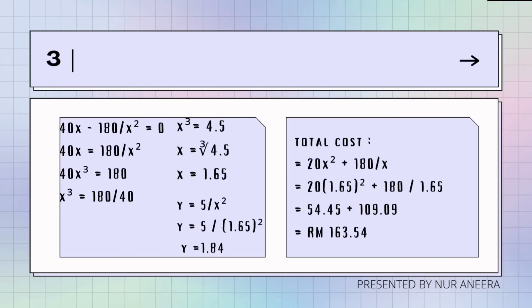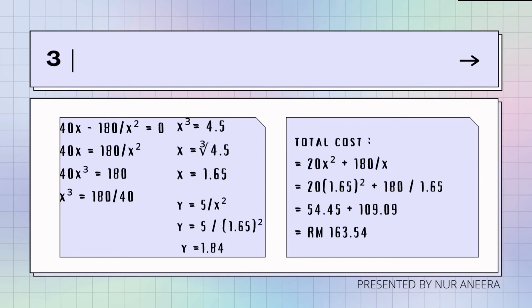We also need to move the cube to the right so that only x is on the left side. Therefore, x will equal the cube root of 4.5. As the answer, we get x equal to 1.65. Bonus, we can also find the value of y even though this problem didn't require us to find it. Since we made y in terms of x in the earlier calculation, we just use that to find the value of y. y is equal to 5 over x squared, then we substitute x equal to 1.65 into the equation, and we will get y equal to 1.84.